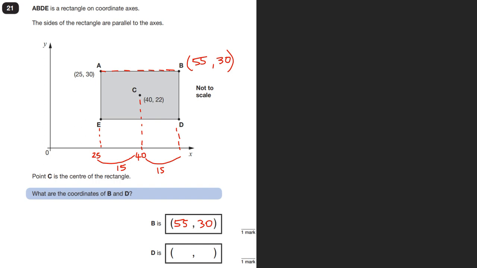For D, the x coordinate is 25, isn't it? They are asking for D, so the x coordinate must be 55, right? And if you see this length, halfway through this point, this is 30 and this is 22. If you take away 8 from 22, it's going to be 14. So (55, 14) is the correct answer for 21.